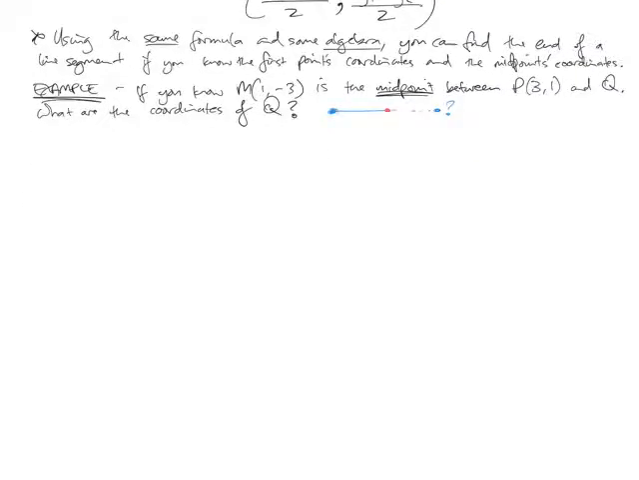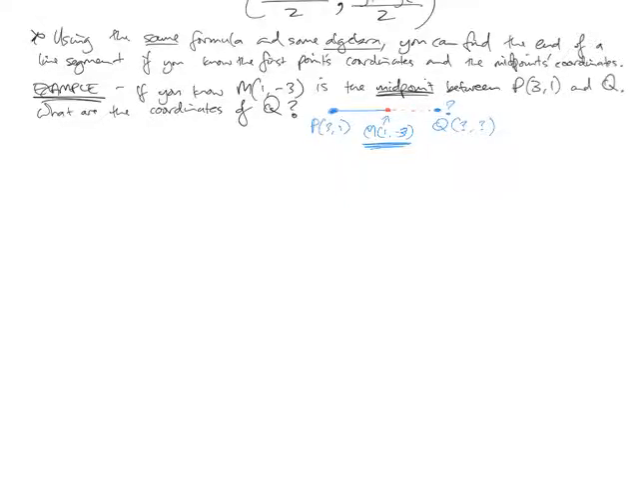Okay? So, here's an example of this. If you know that M (1, -3) is the midpoint between P (3, 1) and Q, which we don't know, what are the coordinates of Q? So we don't know where the ends are. If I drew a quick diagram of this, this is P, it's (3, 1). We know M is the middle, and M is at (1, -3), and Q we don't know. We don't know the x, we don't know the y. We can use the same formula and some algebra to find this out.